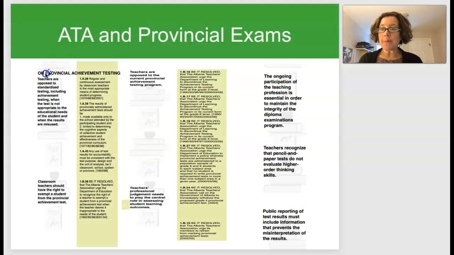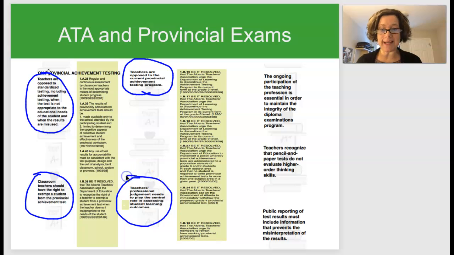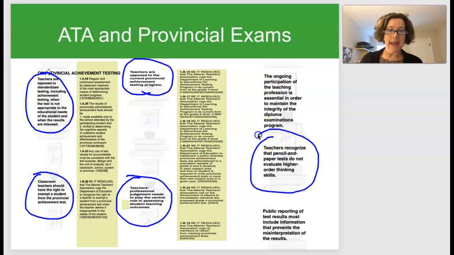So teachers are opposed to standardized testing, including achievement testing, when the test is not appropriate to the educational needs of the student and when the results are misused. Classroom teachers should have the right to exempt a student from the provincial achievement tests. Teachers are opposed to the current provincial achievement testing program. Teachers' professional judgment needs to play the central role in assessing student learning outcomes. And teachers recognize that pen and paper tests do not evaluate higher order thinking questions.